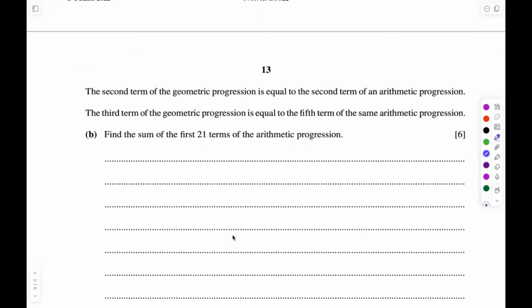In part B, it says that the second term of a geometric progression is equal to the second term of an arithmetic progression. Now, the nth term of a geometric progression is given by a r to the power n minus 1, and an arithmetic progression's nth term is given by a plus n minus 1 into d. It means it will be a r to the power 2 minus 1, and that will be equal to a plus 2 minus 1, which is 1 into d. So that will become a plus d.